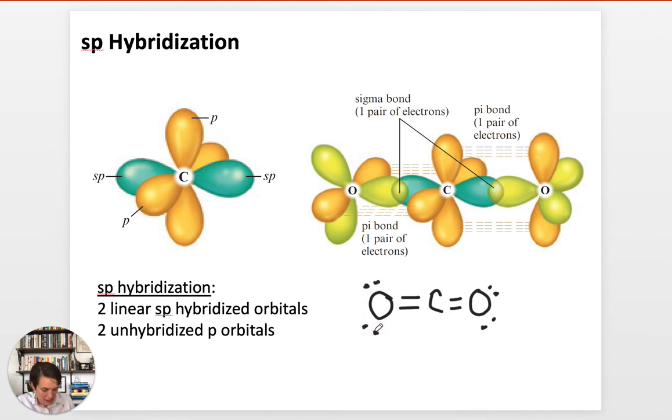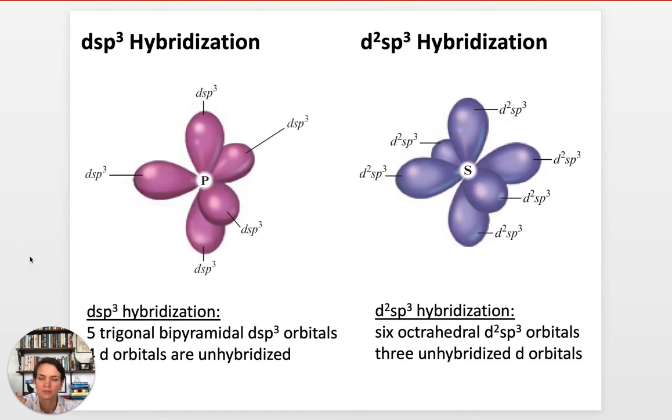All right, so I asked myself how many things are around my carbon. There's 2 things around it, 2 oxygens. So it needs 2 orbitals of the same energy level. So that will be 1 s and a p orbital hybridizing to form 2 sp orbitals. Then those double bonds are going to exist in unhybridized p orbitals.